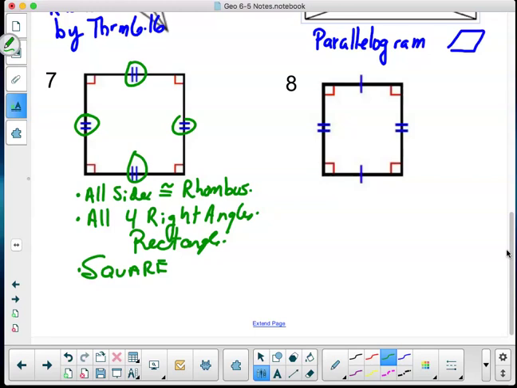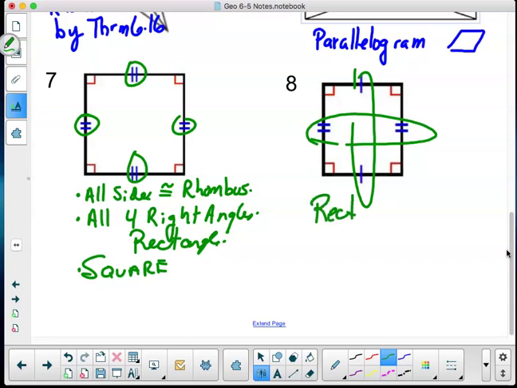Now in 8, boy, that looks a lot like it. That could totally be a square, except for the fact that these are different and these are different. So this is just a rectangle. And that's by definition, because I'm looking at this fact of what's going on, and it's got 4 right angles. That's how I know it's a rectangle.